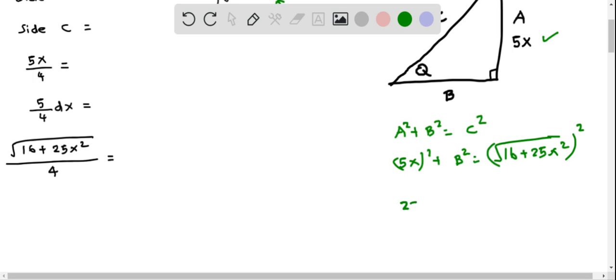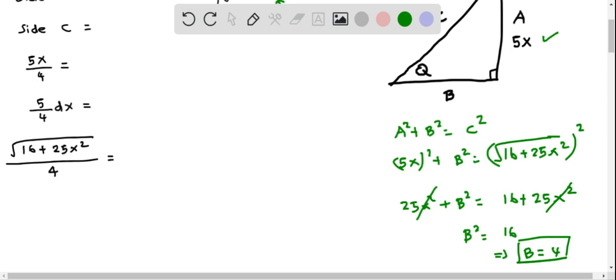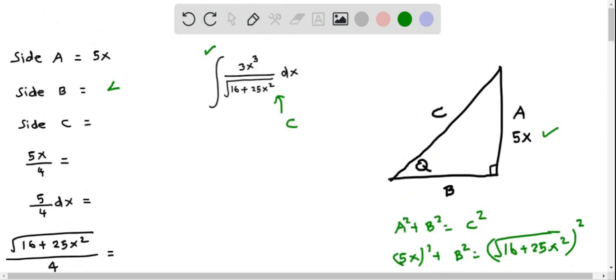So this becomes 25x squared plus b squared equals the square of the square root, which will become only the expression without the square root. So we will get 16 plus 25x squared. We subtract 25x squared from both sides, so these two get cancelled. And finally, we get the value of b squared equals 16. So this implies b has to be 4. So we found the value of b equals 4. We can write down here b equals 4, and the expression for c is the square root of 16 plus 25x squared.